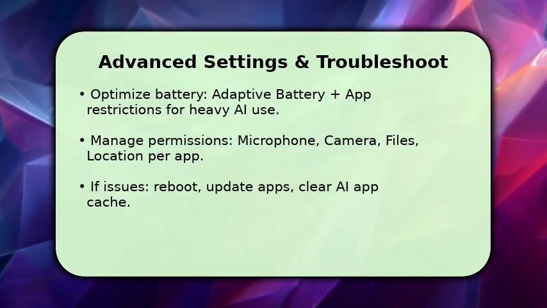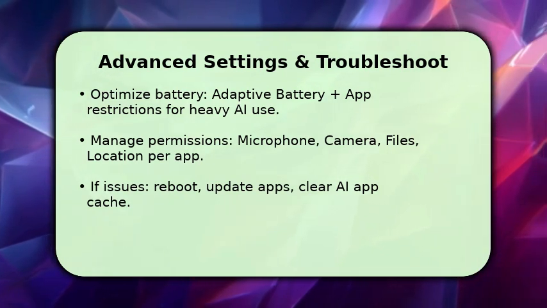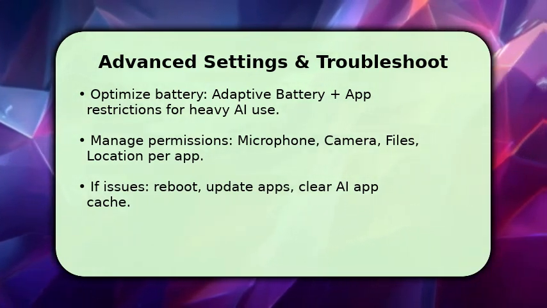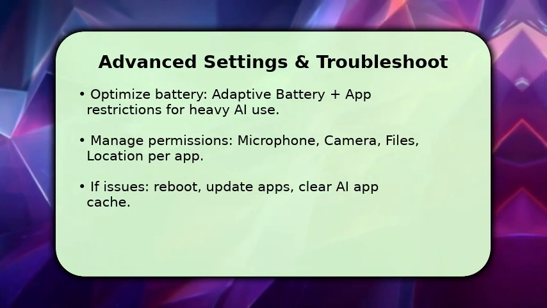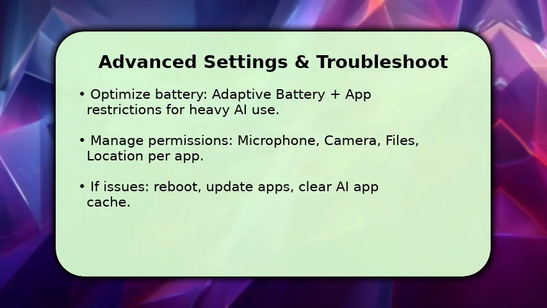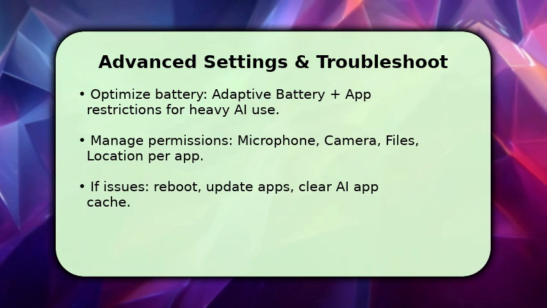Adjust adaptive battery and app restrictions to balance performance for heavy AI tasks. This prevents background throttling. Review app permissions, microphone, camera, files, so AI functions access needed data.